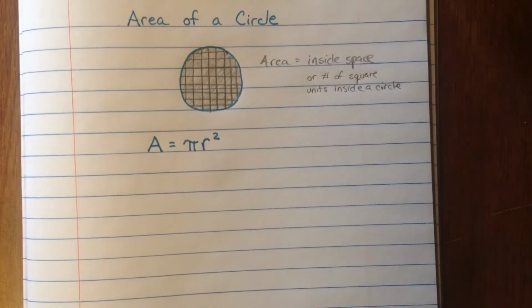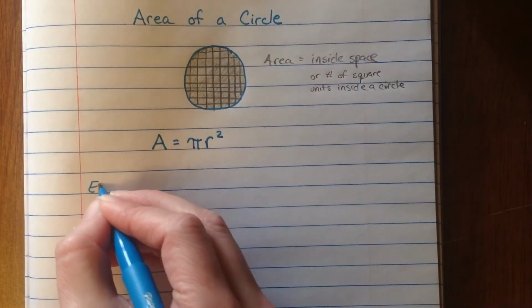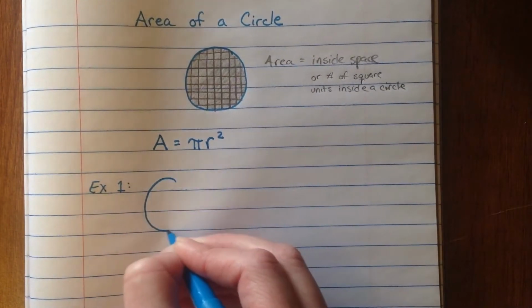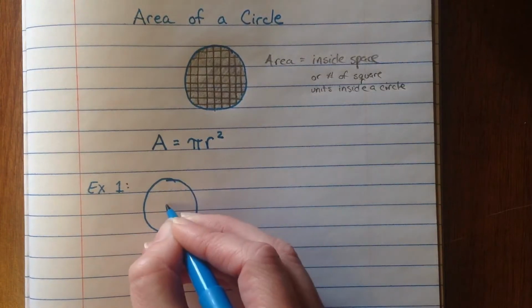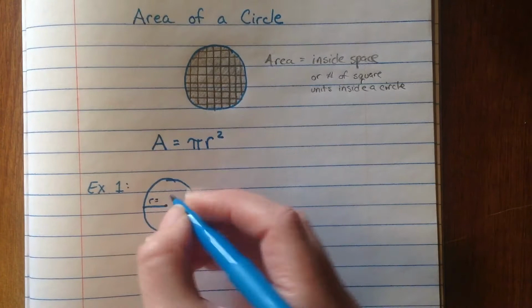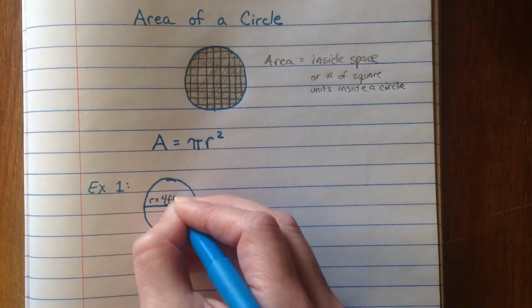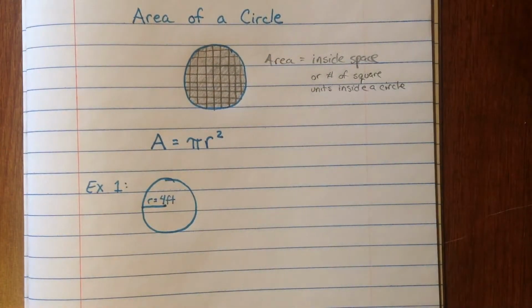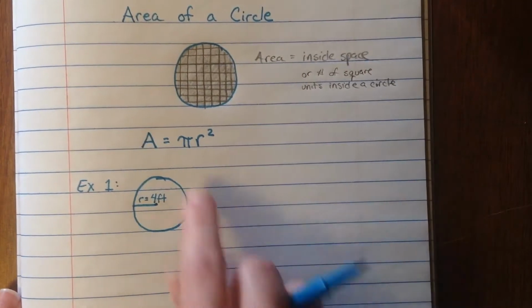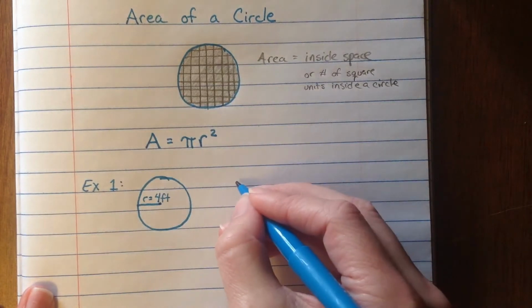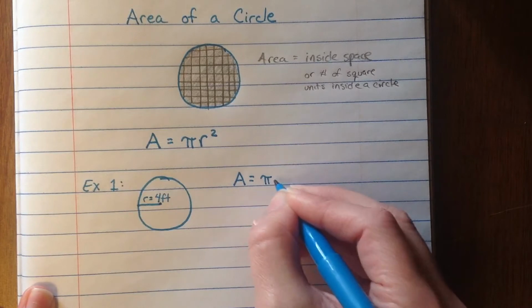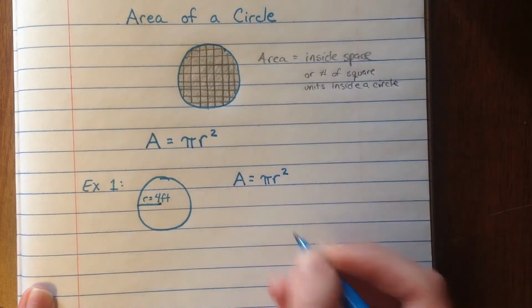So let's look at a couple of examples of how to do this. So example number 1. Let's say we are given a circle and we are told that the radius, I'll draw in my radius here, that the radius is equal to 4 feet. So the radius of this circle is 4 feet. And I'm asked to find the area. Well, I'm going to copy my formula down. So the formula does not change. It is always going to be area is equal to pi r squared.